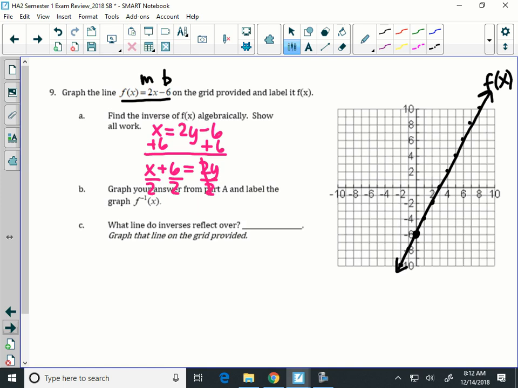Make sure you write it this way this time, because when we graph, we need to have a fraction for our slope. That solved is x over 2 plus 3 equals y. That is the inverse function.